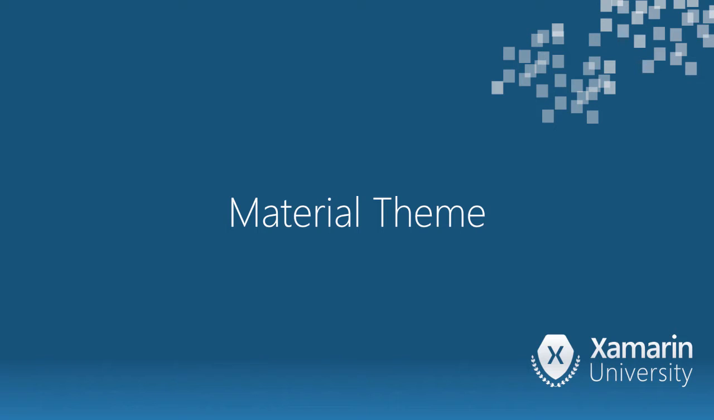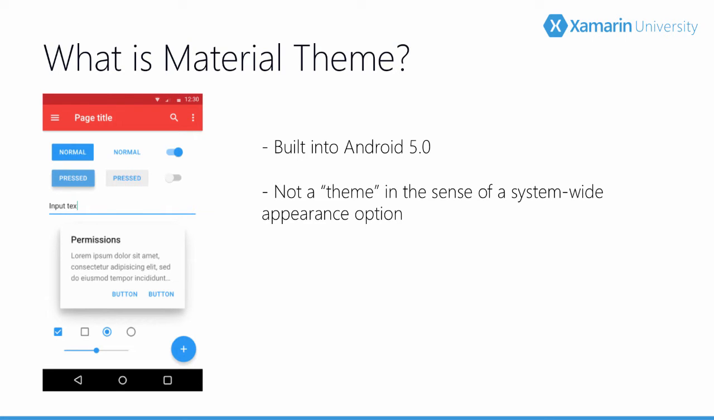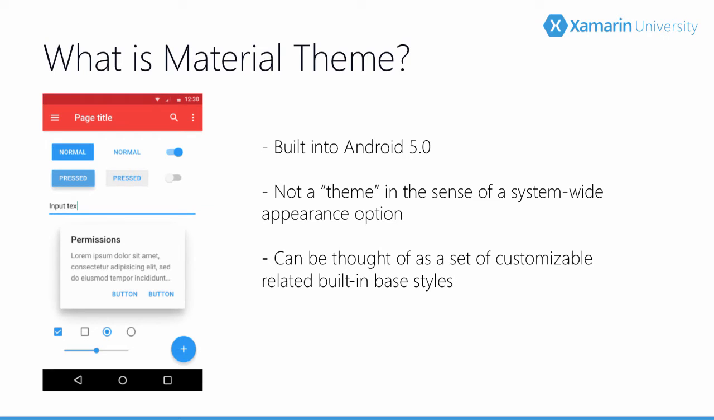Material theme is a user interface style that determines the look and feel of views and activities in Android 5 or Lollipop. As with material design, material theme is built into Android 5, and it is used by the system UI as well as applications or activities opting into the material design appearance. Material theme is not a theme in the sense of a system-wide appearance option that a user can dynamically choose from a settings menu. Rather, material theme can be thought of as a set of related built-in base styles that you can use to customize the look and feel of your application.